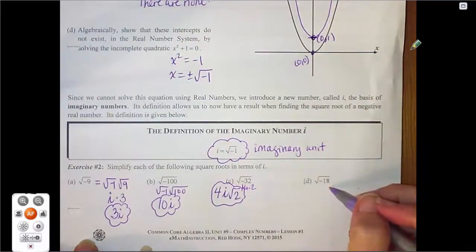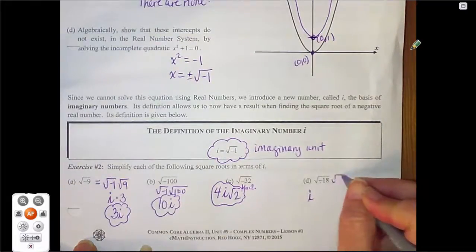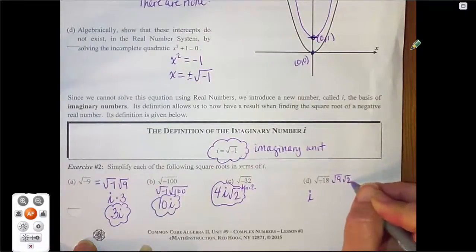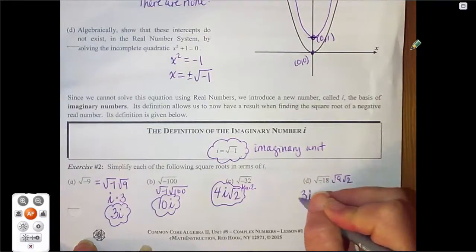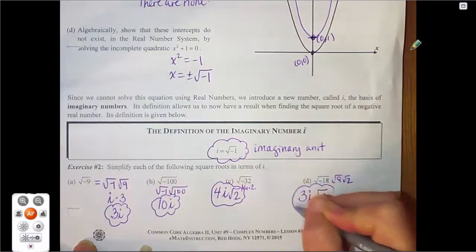The same is true for the square root of negative 18. The negative comes out as i. 18 is 9 times 2. The square root of 9 is 3. The square root of 2 does not simplify, so that stays underneath.